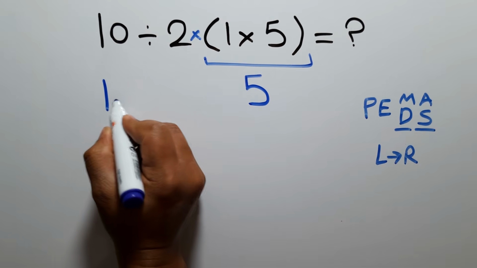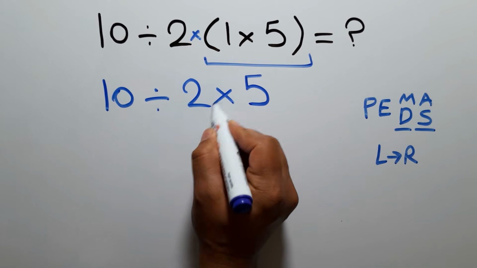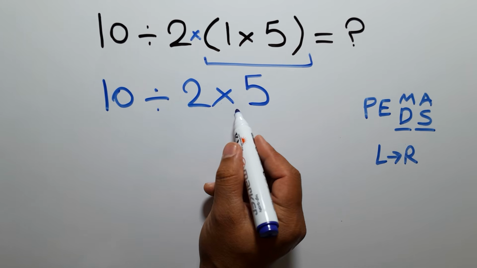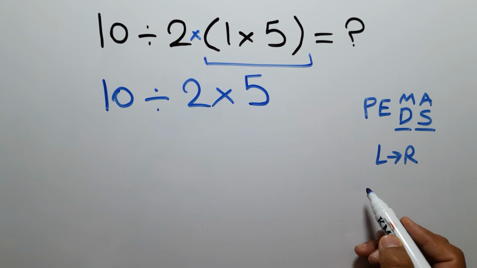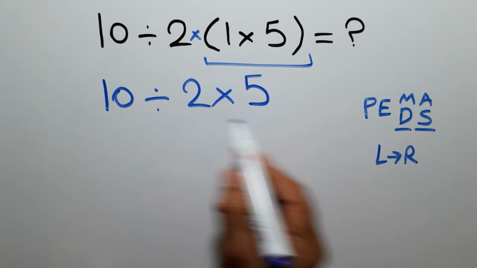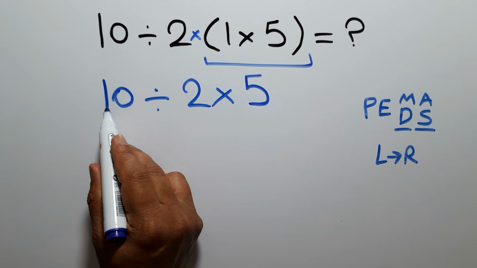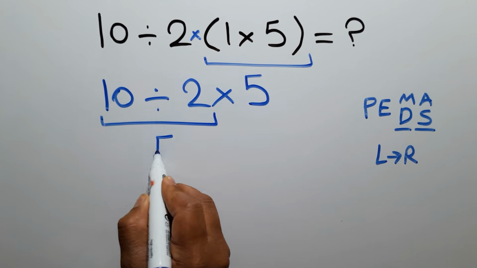So we have 10 divided by 2, then times 5. Now we have one division and one multiplication. As I said, multiplication and division have equal priority and we have to work from left to right. So here, first we must do this division. 10 divided by 2 gives us 5.